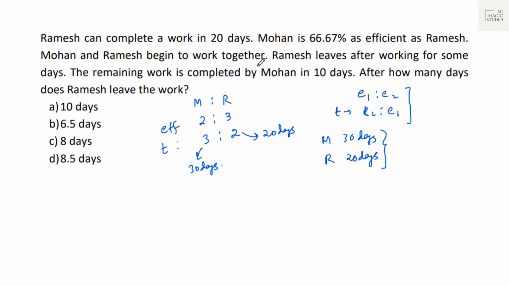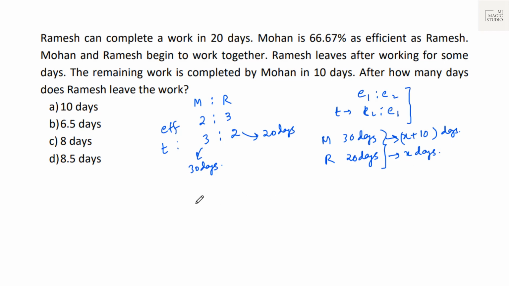Mohan and Ramesh begin to work together. Ramesh leaves after working for some days. Suppose Ramesh works for X days. The remaining work is completed by Mohan in 10 days. That means Mohan works for a total of X plus 10 days. So after how many days does Ramesh leave the work? We are supposed to find the value of X.